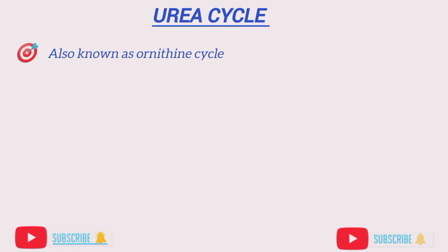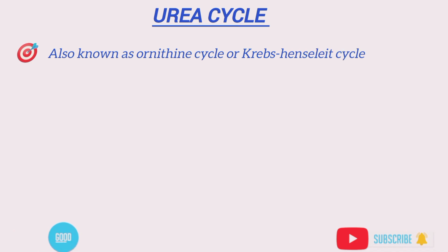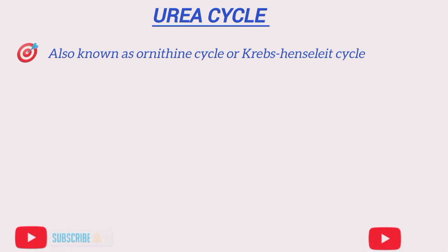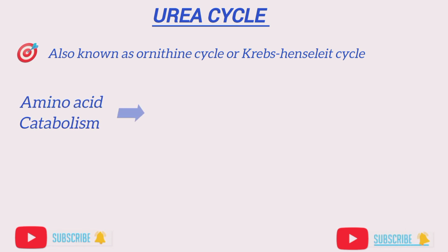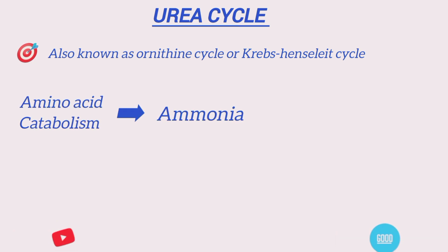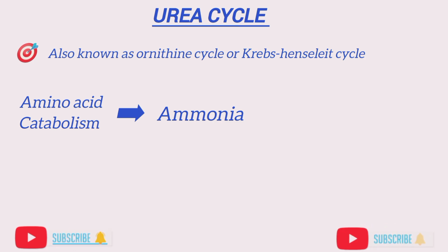The urea cycle. The urea cycle is also known as the ornithine cycle or Krebs-Henseleit cycle. When our body breaks down amino acids, the nitrogen from these amino acids gets converted into ammonia, a toxic compound that our body needs to get rid of quickly. That's where the urea cycle comes in. The urea cycle is a remarkable metabolic pathway that converts this ammonia into urea, making it safe for excretion.